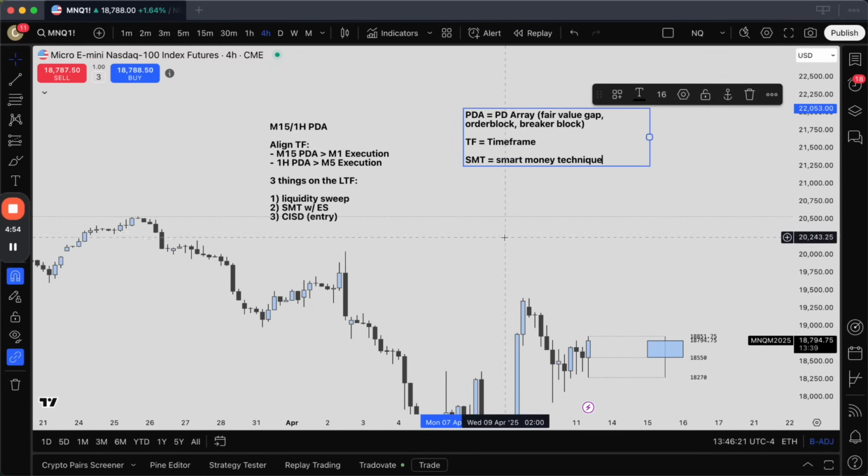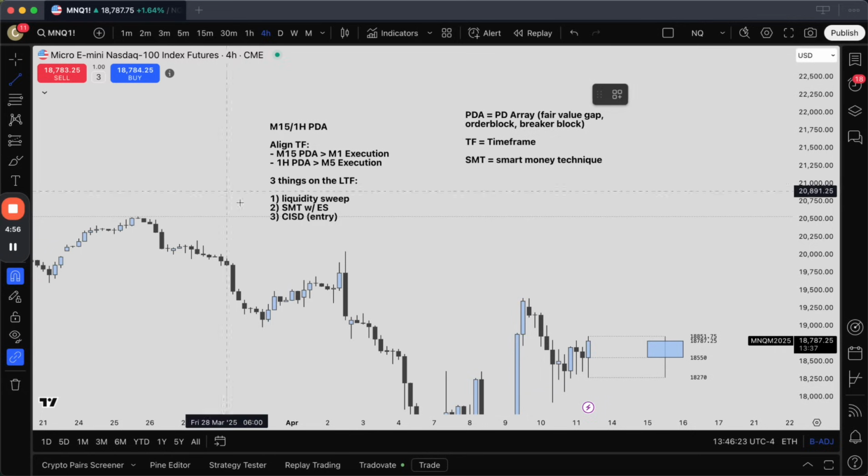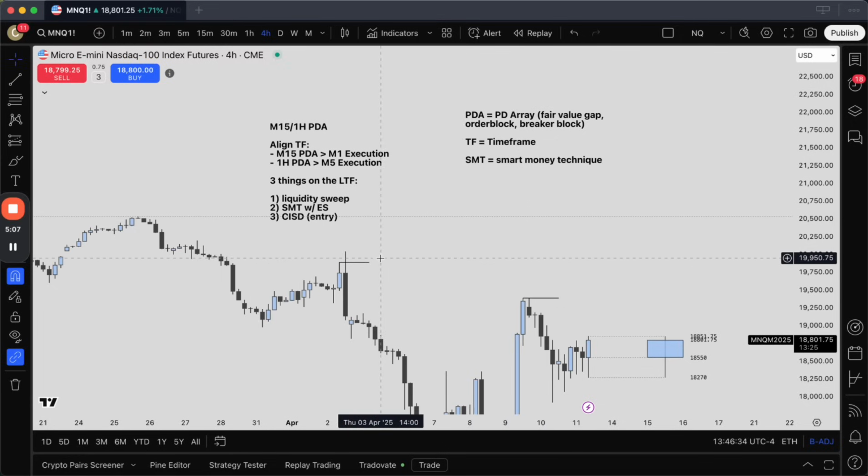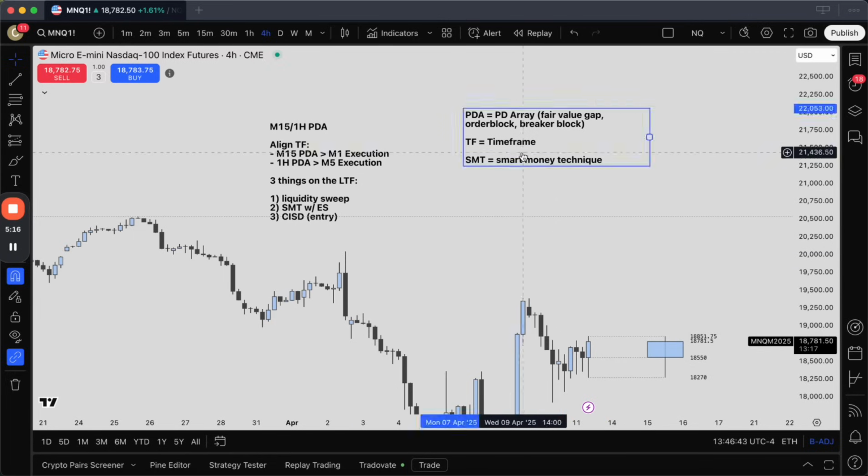This is when there's an imbalance between two assets. So, for example, you see how the NASDAQ swept this high. Let's say the ES didn't sweep this high. Let's say this is what the ES looked like. That would be bearish SMT because there's an imbalance here. The NASDAQ took that liquidity and the ES didn't. But obviously, I don't have ES pulled up, so it's pointless for me to use that as an example.